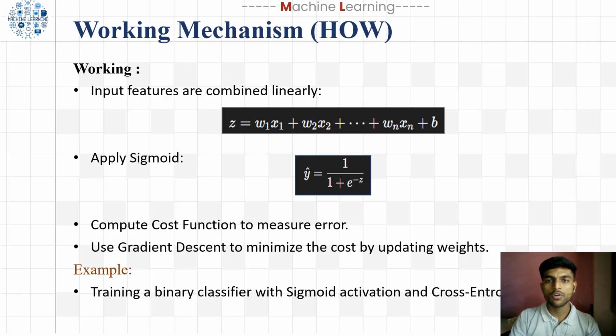Then we compute the cost function using actual labels and predicted probabilities. Finally, we use gradient descent to minimize the cost by adjusting weights. For example, training a binary classifier with a sigmoid activation and cross entropy loss. The workflow for the sigmoid and cost functions is: first, we take inputs, we combine them, and then we check the probability by using the sigmoid function. Then we compute the error by using the cost function, and last we update the weights by using gradient descent.